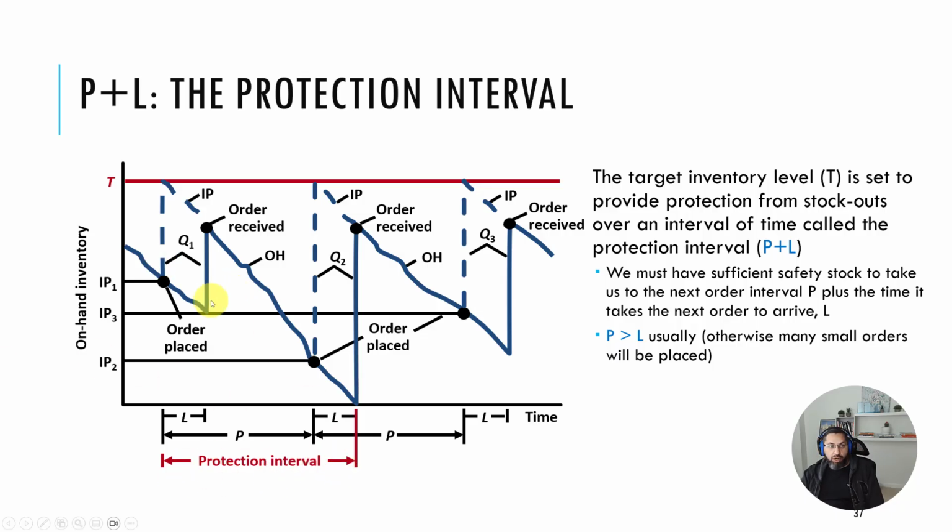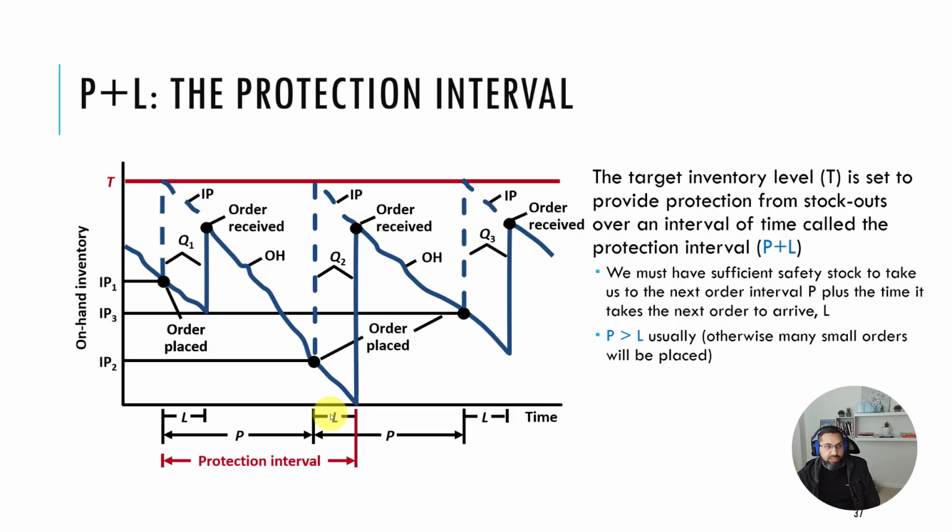In the QR system, the protection interval was only L. We only kept safety stock to save us over our lead time L. That is why safety stock was Z times sigma of DLT, sigma of demand during lead time. We only were concerned about variability of demand during lead time. So our protection interval for a QR system was essentially the lead time, because that's the only time for which we are concerned about the safety stock.